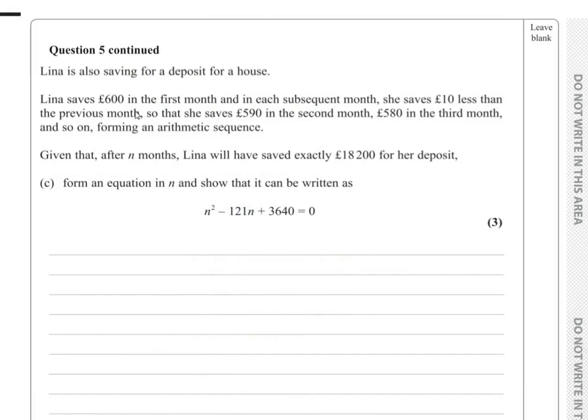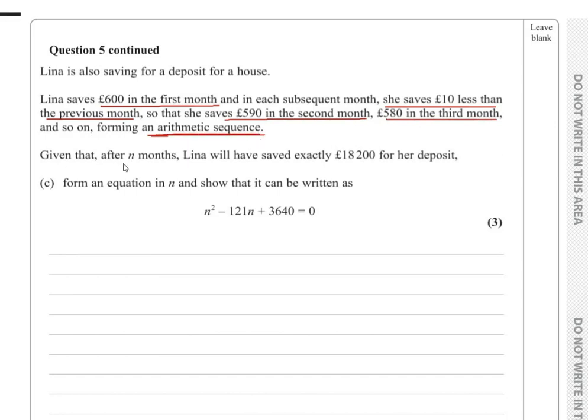Let us look at the C part of this question. Nina is also saving for a deposit for a house. Nina saves 600 pounds in the first month, and in each subsequent month she saves 10 pounds less than the previous month, so that she saves 590 in the second month, 580 in the third month, and so on, forming an arithmetic sequence. Again, they have told you it is an arithmetic sequence.